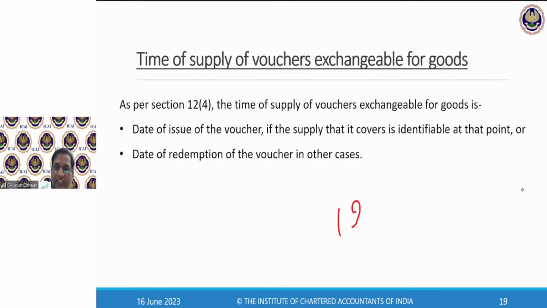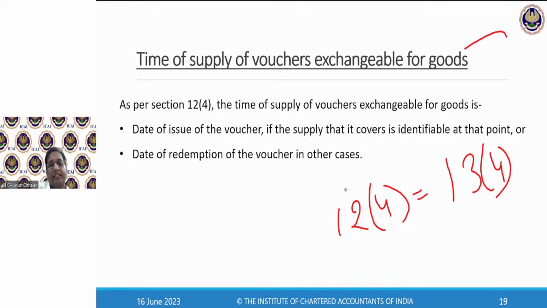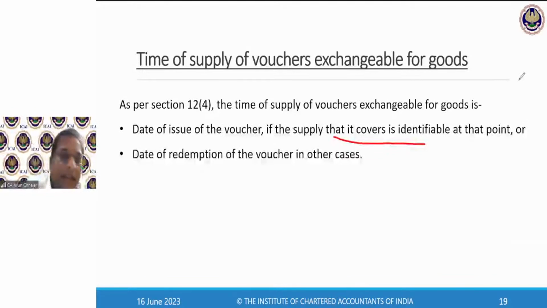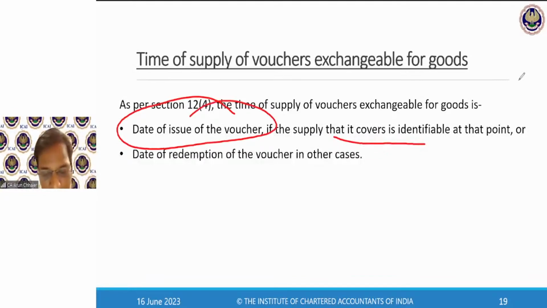This is 12 subsection 4, which is exactly same as 13 subsection 4. It means this provision is same for goods and services. So we are not going to discuss at the time of services because it is copy paste. So let me conclude once again. In case of the voucher, if it is identifiable, then the date of the issue of the voucher would be the time of supply. If it is not identifiable, then date of the redemption.